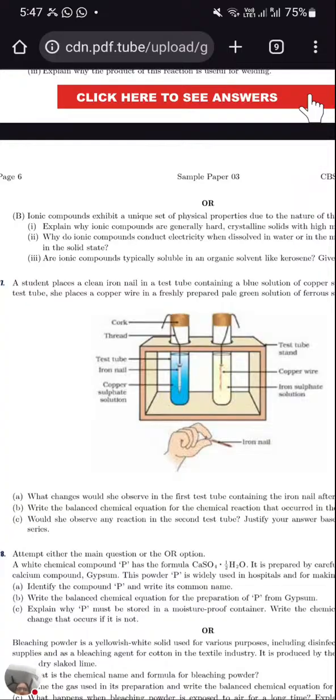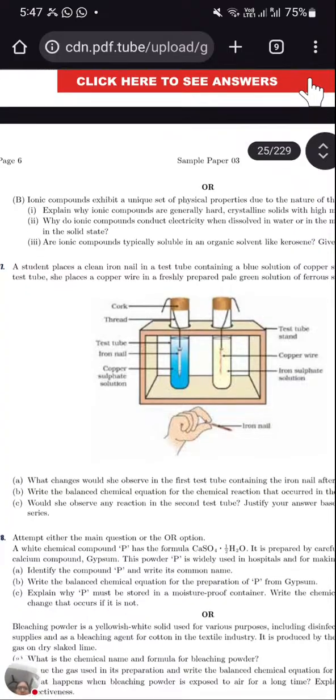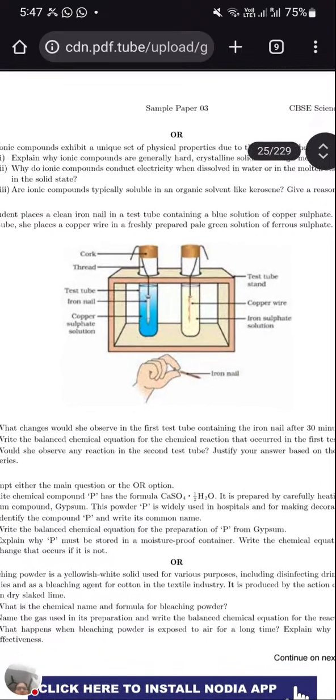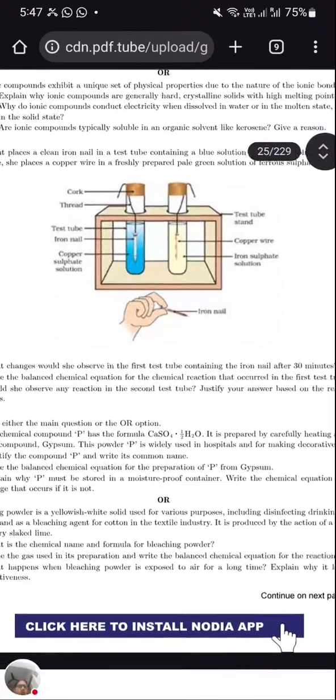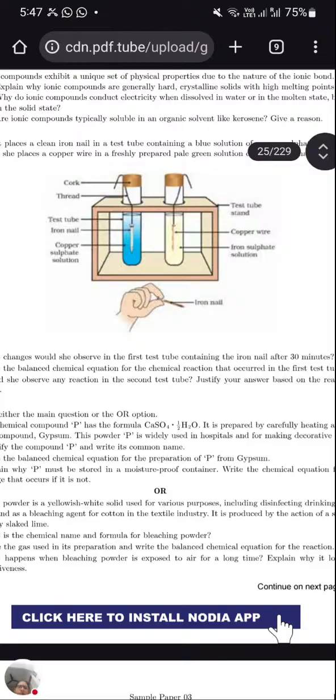This first one is done. What would she observe in the first test tube? A displacement reaction will take place where the blue color of the solution will fade to colorless. Then next, write the balanced chemical equation for the chemical reaction that occurs. So here CuSO4 plus Fe will form FeSO4 plus Cu. Okay, next, third question.